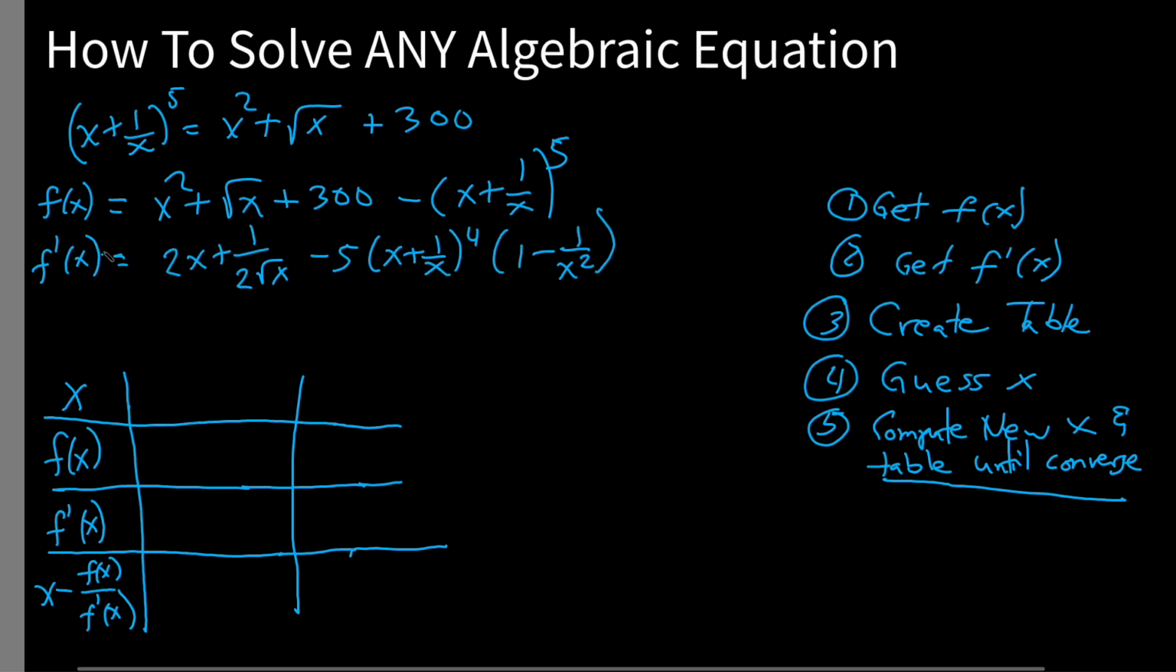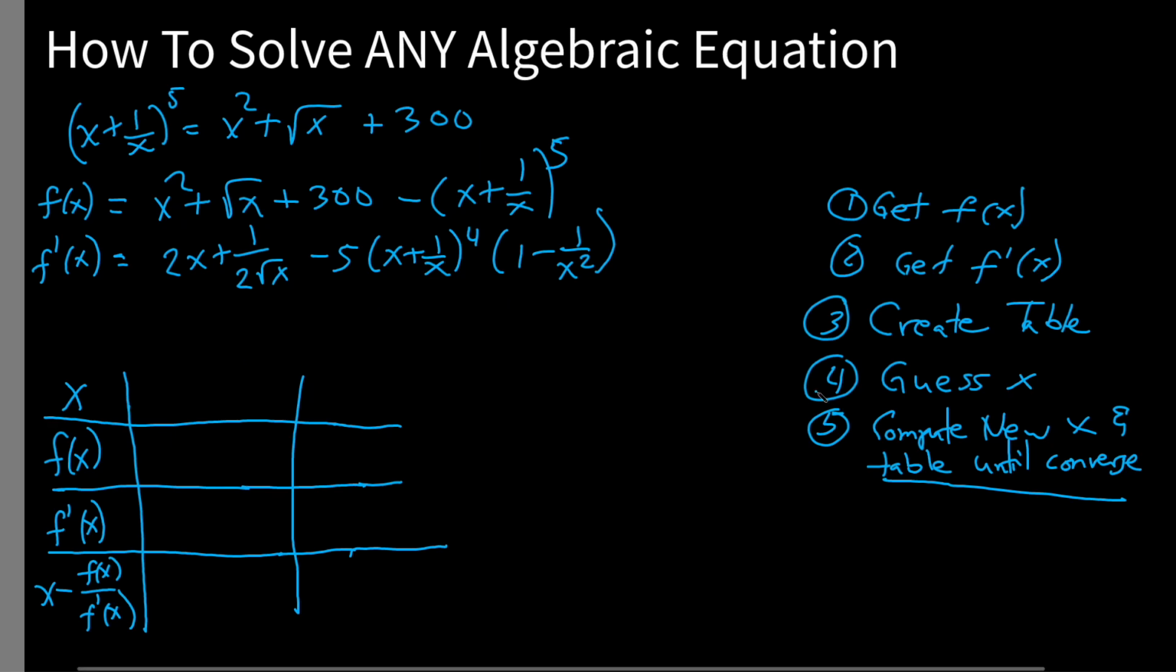So this is our f prime of x. We've taken the derivative of this. X squared is 2x. Square root of x is 1 over 2 square root of x. This one is 0 because it's the derivative of a constant, and then derivative of this one is minus 5 times the term to the 4th times derivative of the term, which is 1 minus x squared.